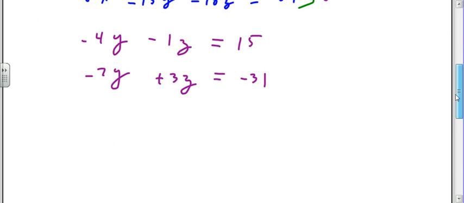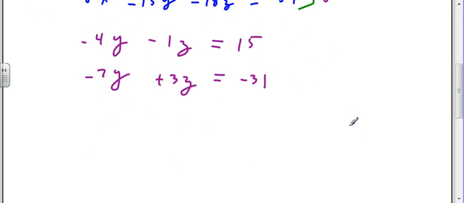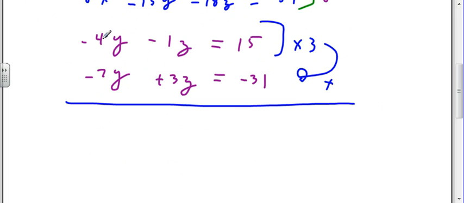Okay, much better. I'm going to go times 3 and add. So 12 minus 7 minus 19y. That guy goes away. 45 minus 31. 45 minus 31 is, I don't know what it is. 45 minus 31 is 14.